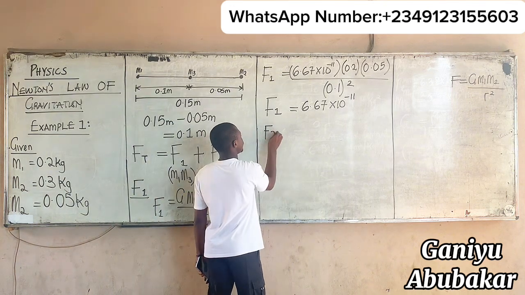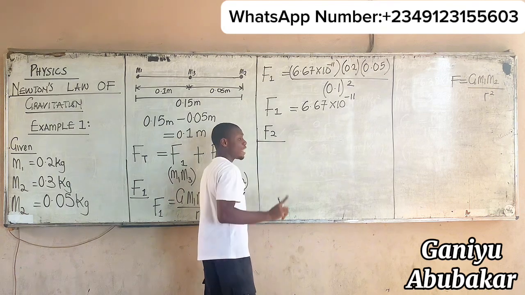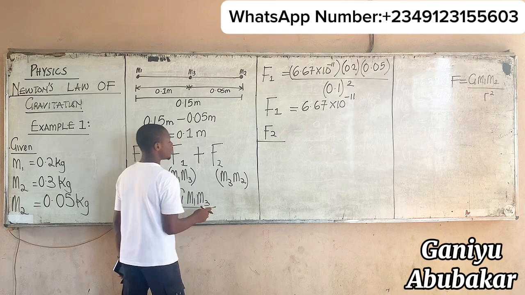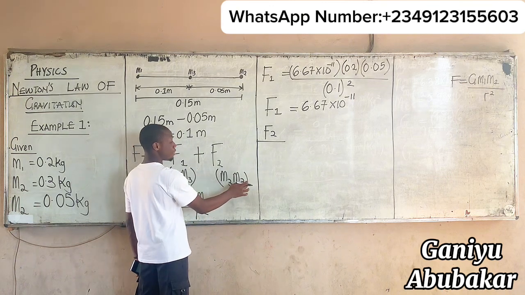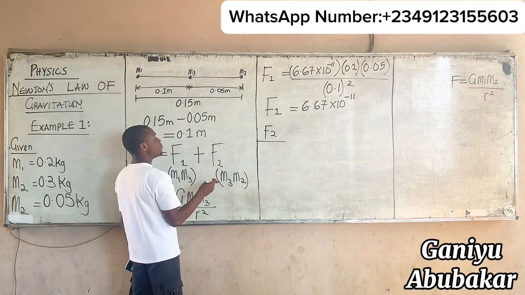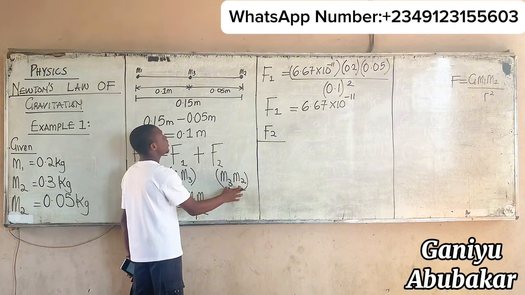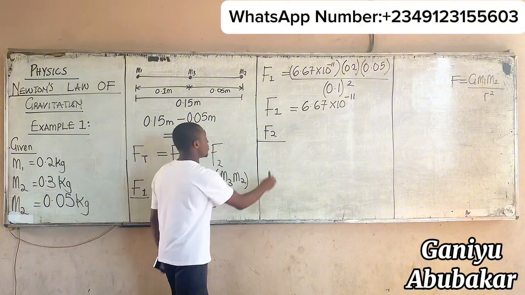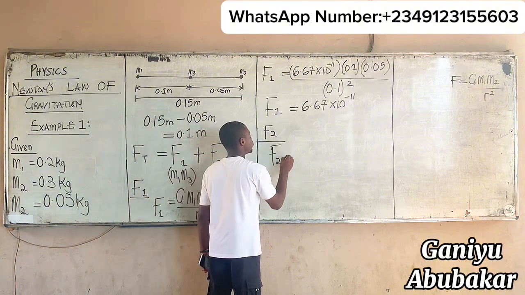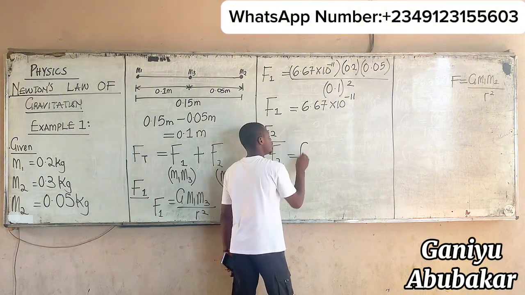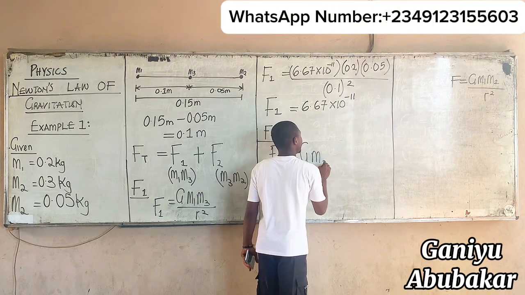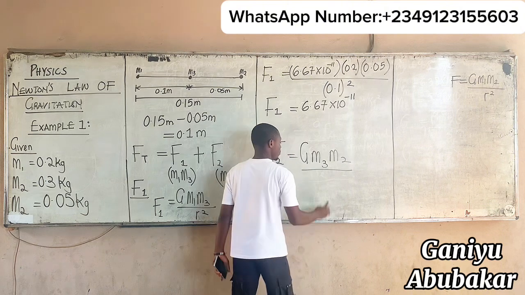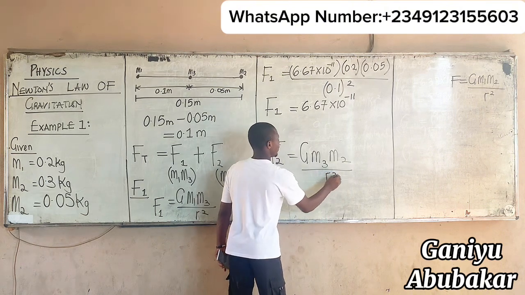Let's get F2, please. To get F2, it's easy. We said for F2, you are considering mass 3 and mass 2, such that the r here is different. The r is from here to here, which is 0.05. So I'm saying that F at section 2 is equal to G m3 m2 over r squared.